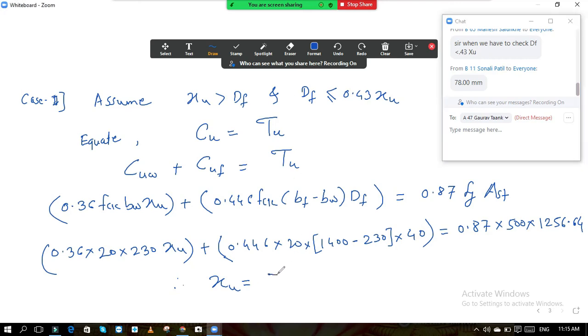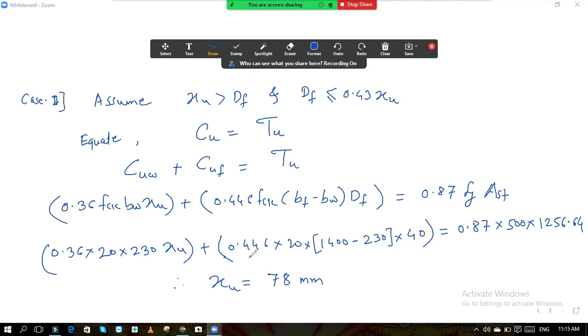78 mm. Okay, others please do check the answer. 78 mm. Okay, so XU is 78 mm. So now we know the value of XU. Now calculate the value of 0.43 XU. What is the value of 0.43 XU? So 0.43 into 78. Let me know the answer.